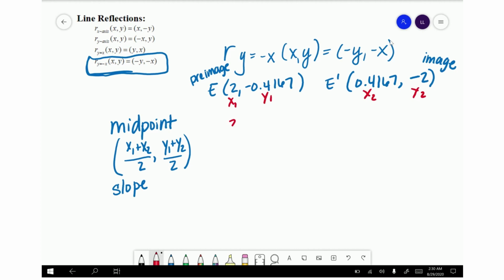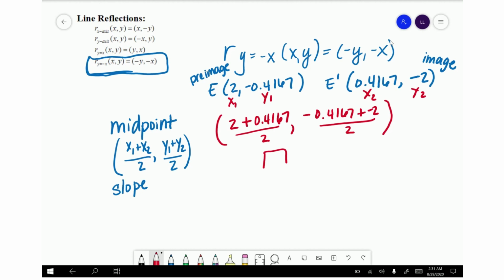And so we're going to say 2 plus 0.4167 and divide that by 2. And we're going to say negative 0.4167 plus negative 2, divide that by 2. Okay? And you are going to work that math out, okay?